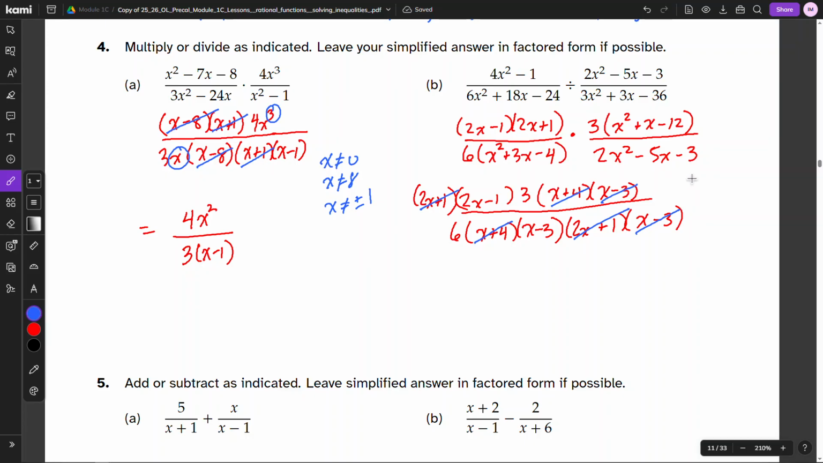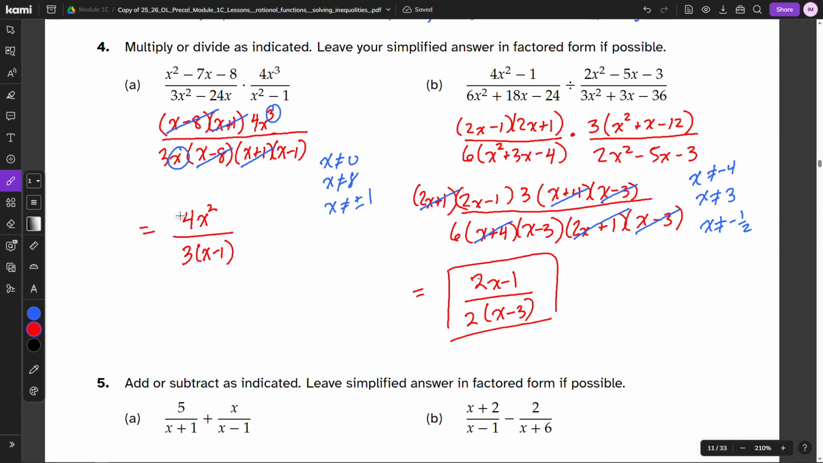Now, it is important to note that I'm going to keep my initial restriction if I was thinking about domain, and that is that x could not be negative 4, x could not be 3, x could not be negative 1/2, and that takes care of any of the denominator being 0, so that'll be my domain restrictions if I was playing with domain. But the simplified form of this, if we continue through, we have 3 and a 6, so that'll reduce. So I'm going to have 2x minus 1 in the numerator, and I'm going to have 2 times x minus 3 in the denominator, and that would be my simplified form.